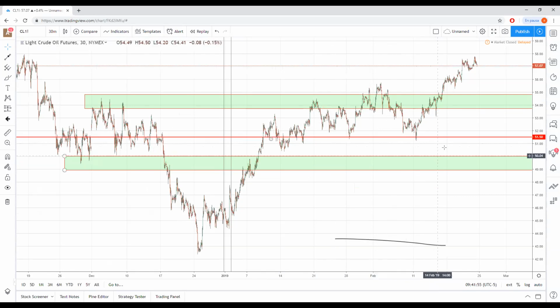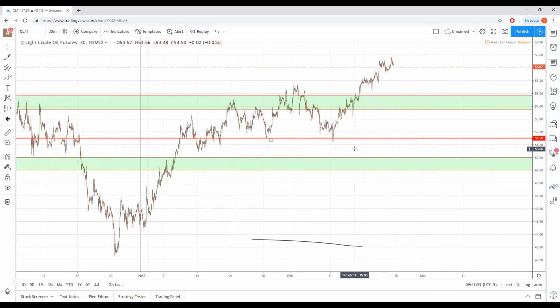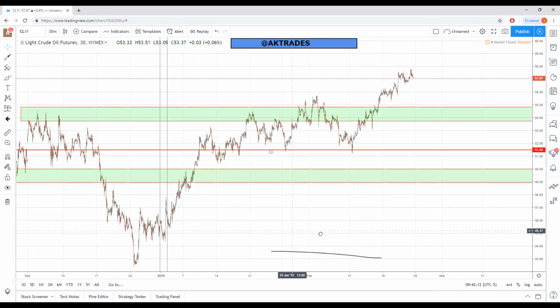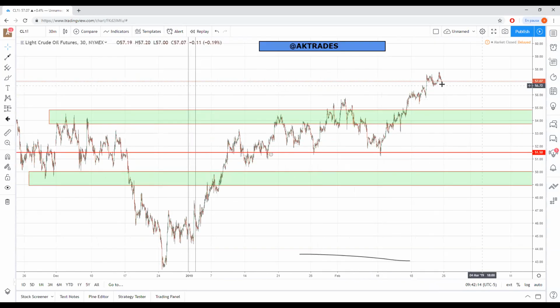And now, these weeks, we saw how price moved out of this range quite definitely. So we are not looking for shorts in oil, at least not at this time anymore. We are looking for a long trade. So what do we want to see to enter this trade?